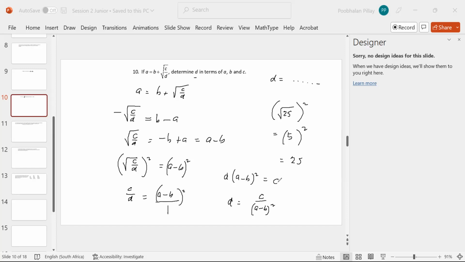So D will be equal to that divided by A minus B squared. You don't have to expand this. See, in its factorized form, it's the best form. And that is the answer because you've got D equals, as you saw in the beginning, D equals, and you have only A, B, and C on this side. So this now just becomes the answer.